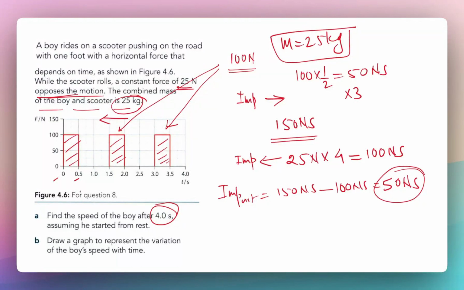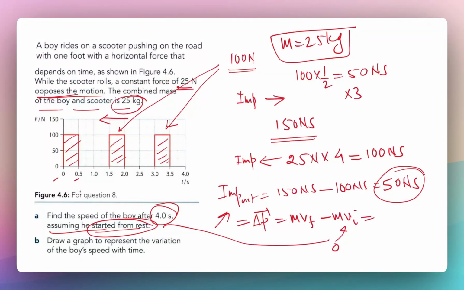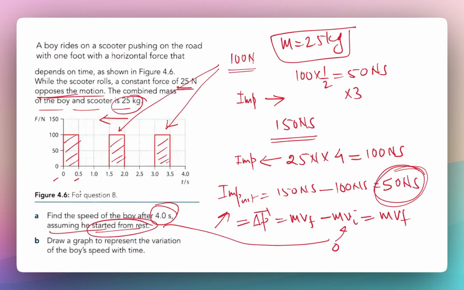Now I'm going to find the speed of the boy, assuming that he starts from rest. This net impulse is going to be equal to my change in momentum. It's going to be mass into final velocity minus mass into initial velocity. Initial velocity is given to be 0, so this is going to be simply mass into V final. We know this is 50, so 50 is equal to mass of the boy into V final, and the mass of the boy and the scooter combined is given to be 25.